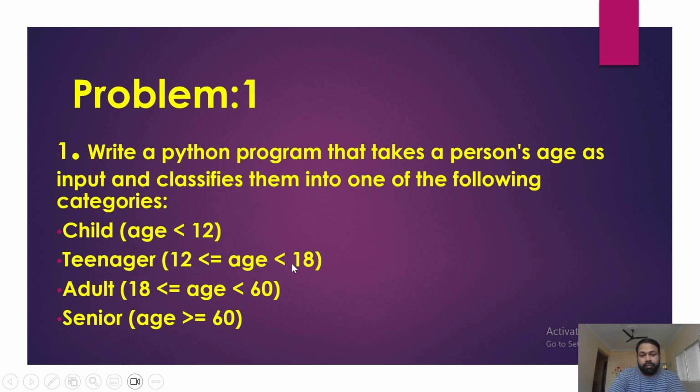Here 12 to exactly up to 17. Less than 18 it is mentioning, meaning up to 17. Above that, above 59, we can call it a senior. This particular thing I can put in the last else condition. I will be developing a code for this. Okay, check it.